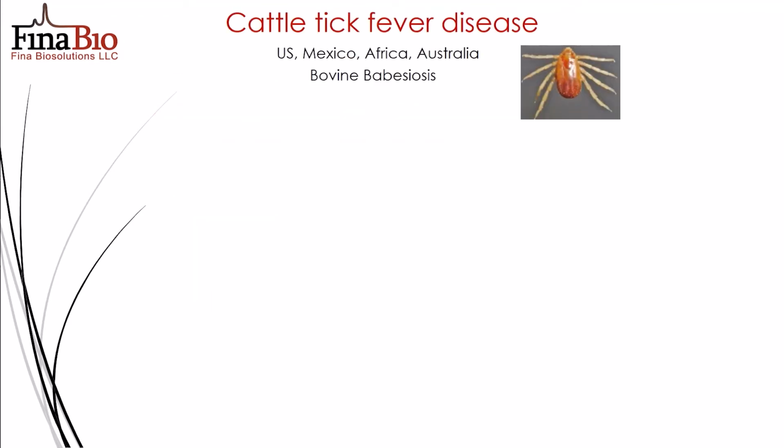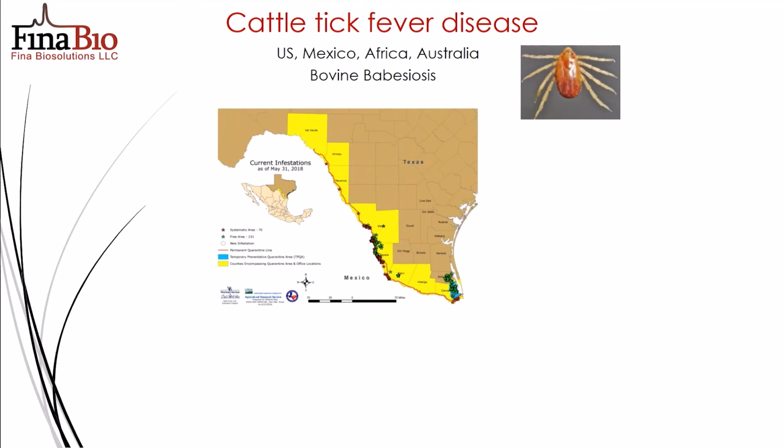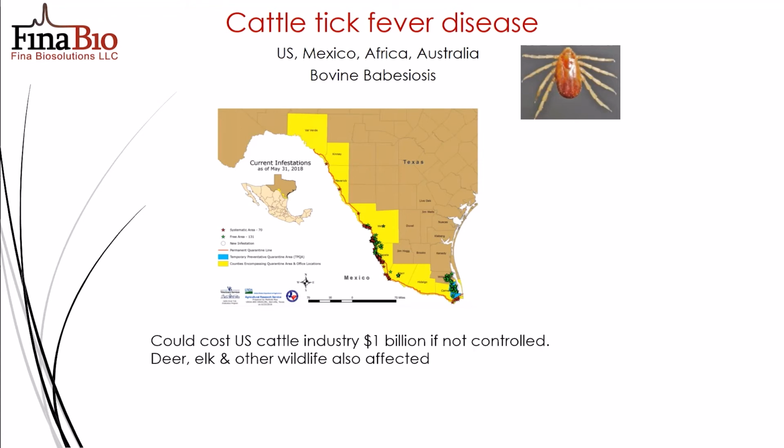I'll now leap to a conjugate vaccine application using TTHc as the carrier protein. Cattle tick fever disease is a major problem across the world. It's caused by the parasite bovine babesiosis and spread by those nasty little ticks. While once widespread in the US, it's now largely confined to the southern border, where it could cost the cattle industry up to $1 billion a year.